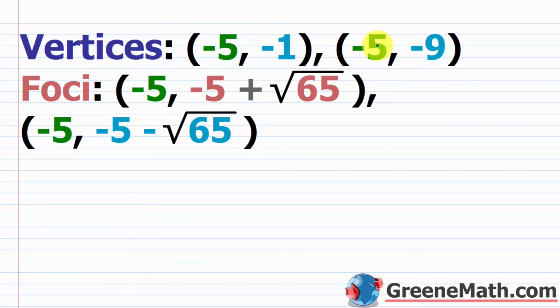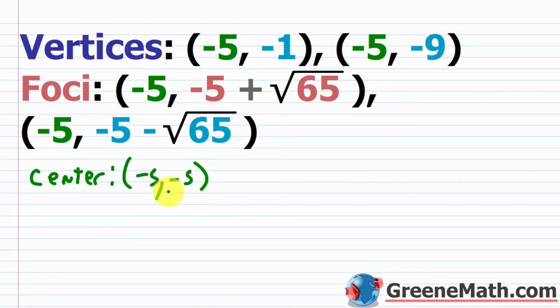So I have -5 and -5. That doesn't change. So if the x value is not changing, that tells me this guy is opening up and down, okay? So what I would do is say that the center is going to be -5 plus -5 is -10 divided by 2 and back to -5, right? That doesn't change. And then -1 plus -9 is -10 divided by 2, I get -5. So my center is at -5, -5.